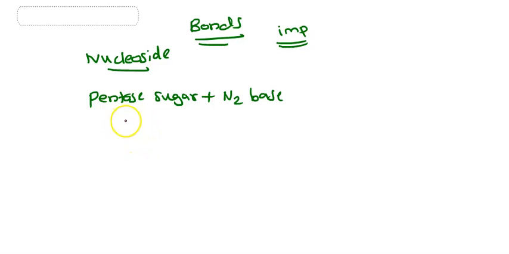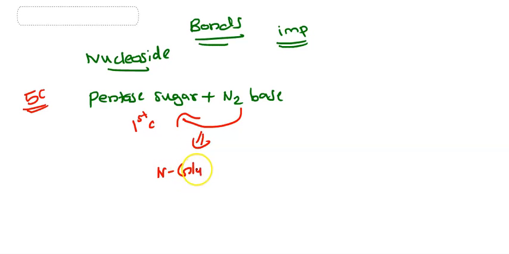You know, in pentose sugar there will be 5 carbons, right? The nitrogen base will attach to the first carbon of the pentose sugar, and this bond is called N-glycosidic bond. What is that? N-glycosidic bond.